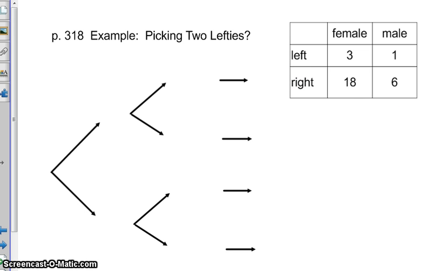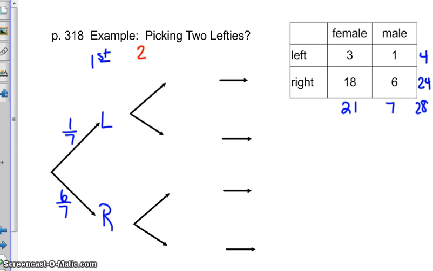So for example, picking 2 lefties. What's the probability if this is my sample space here that I pick 2 left-handers? Again, what I always would do is fill in my marginal distributions first. So, first person that we choose, they could be a lefty or they could be a righty. Now, probability they're a lefty, 4 out of 28, or 1 out of 7. Probability they're a righty, 24 out of 28, or 6 out of 7.